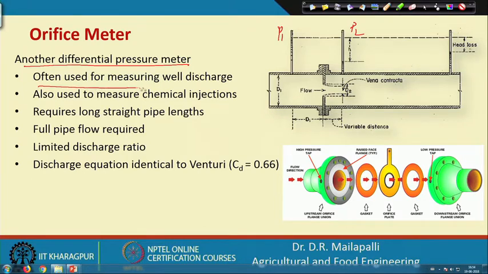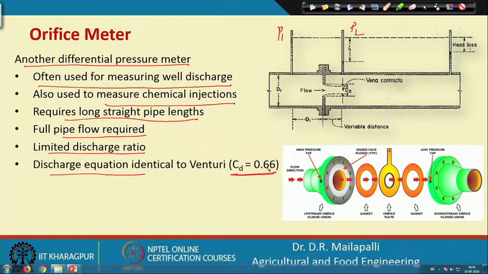It is often used to measure well discharge. Since it is an orifice, it can also be used for chemical injection. It requires long straight pipe lengths and full pipe flow. In all these differential pressure meters we need full pipe flow and a limited discharge ratio. The discharge equation is identical to the Venturi meter, whereas C D is equal to 0.66. In the Venturi meter the C D is equal to 0.97, right.